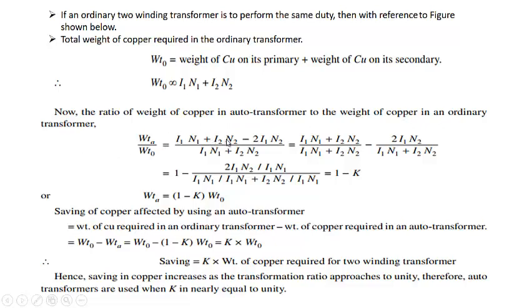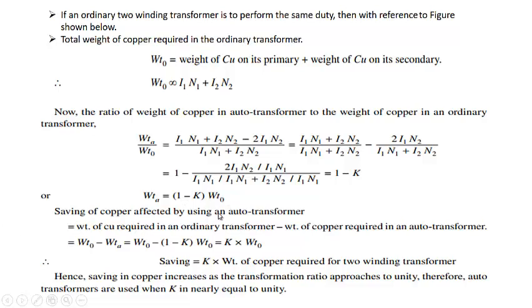That is I1 N1 plus I2 N2 minus twice I1 N2, divided by I1 N1 plus I2 N2. Taking this term separate, as I1 N1 plus I2 N2 divided by I1 N1 plus I2 N2, it will be equal to 1. And the rest will be equal to 1 minus twice I1 N2 divided by twice I1 N1. So the 2 and 2 will cancel out, I1 and I1 will cancel out. It will be N2 by N1, and N2 by N1 will be equal to K. So this whole term will be equal to 1 minus K. That means weight of the auto transformer will be 1 minus K times weight of the two-winding transformer.